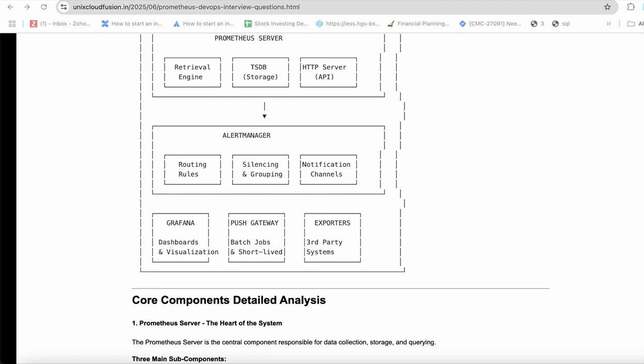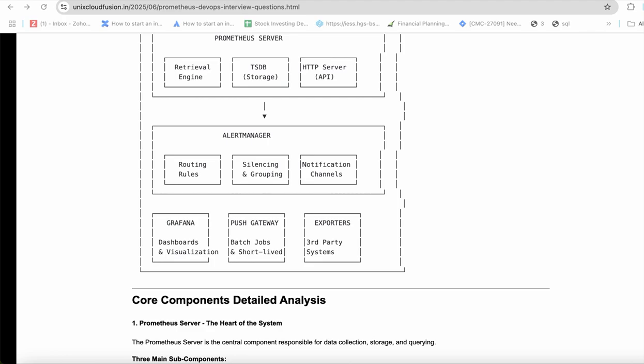Okay, and then the push gateway uses persistent storage. It's going to send those metrics to Prometheus so that Prometheus can store them. Okay, and then come your exporters. Exporters basically bridge the gap between Prometheus and systems that don't natively expose Prometheus metrics.